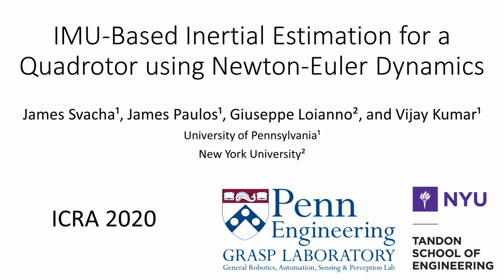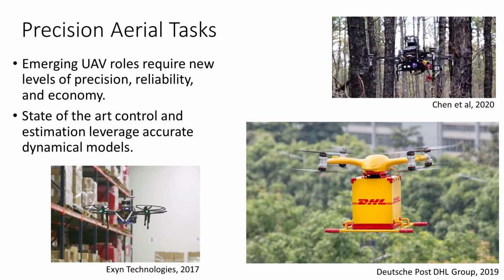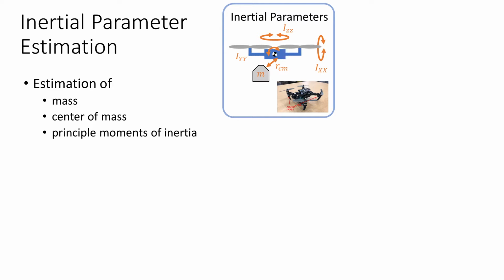New tasks for aerial robotics, such as package delivery, agricultural inspection, and warehouse inventory management, require confident operation near structures and people. That degree of precision and control in state estimation relies on accurate dynamical models and effective use of limited onboard sensing. In this work, we focus on how to estimate online the mass, center of mass location, and inertial tensor of a quadrotor.